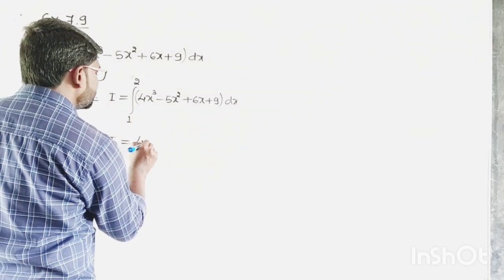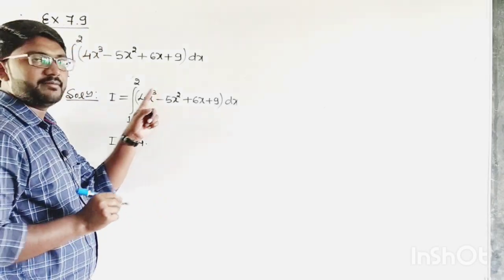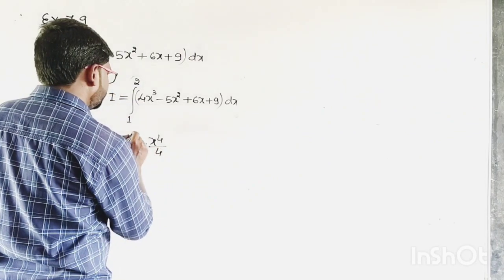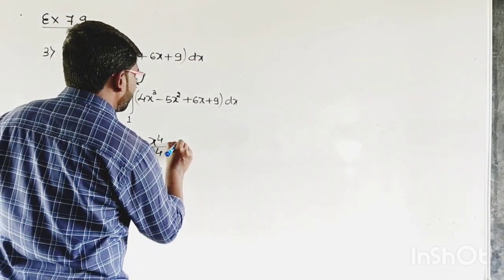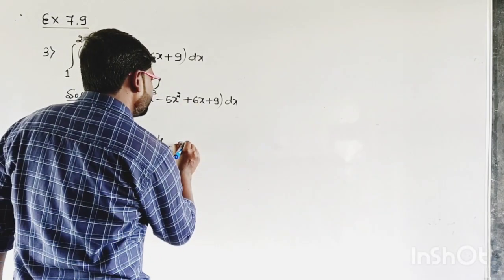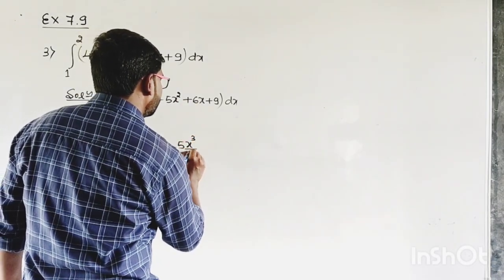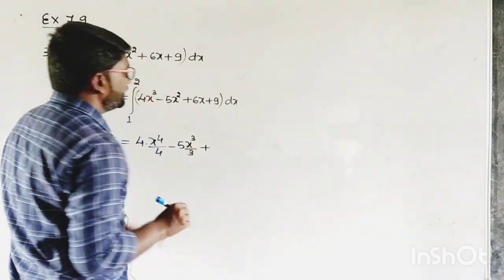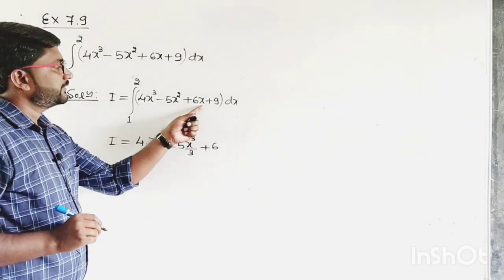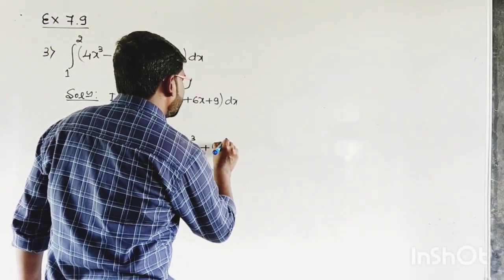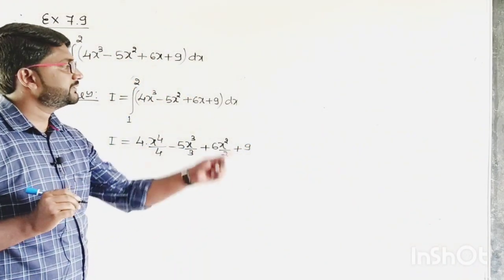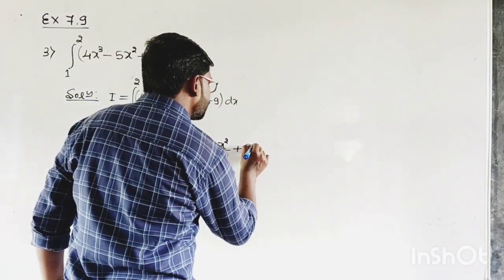4 I write it as it is, then integration of x to the power 3 will be x to the power 4 divided by 4, then minus 5 I write it as it is, integration of x square will be x cube divided by 3, plus 6 is a constant, write it as it is, then integration of x will be x square divided by 2, plus 9 is a constant, write it as it is, then integration of dx will be x.